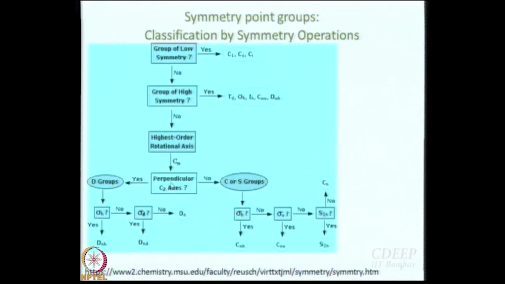Now, if the answer to the question, is there a perpendicular C2 axis, is yes, then you don't call it C anymore, because in addition to the principal axis of symmetry, it has some more axes, C2 axes. So even in the name, it should have some more. D is equal to C plus 1. So D is more than C. So instead of C, you call it D. Alright? And once again, you ask the same question that you asked here. You ask, is there sigma H? If sigma H is there, then you don't worry, you just name it DnH.